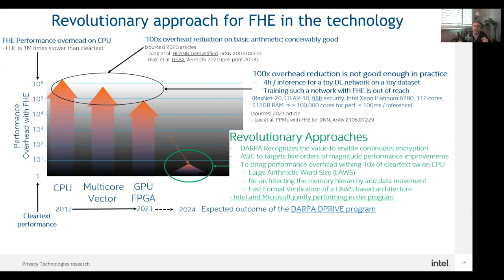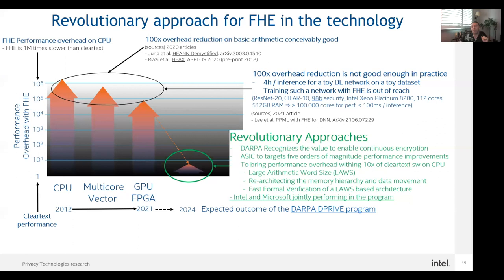So the first is that DARPA was the first entity that recognized the value of enabling continuous encryption, but also the fact that we needed to do it in a cost-effective way. And so they asked basically to build an ASIC that targets 5 orders of magnitude performance improvement, so going from a million to within 10x overhead from clear text. And in order to do that, the elements that are needed really are large and flexible vector units. That flexibility part is actually the tricky part.